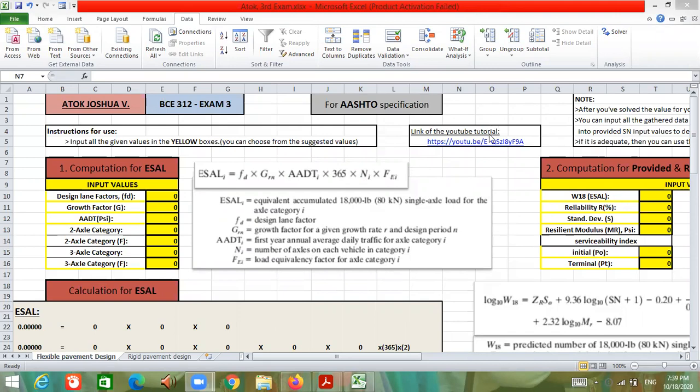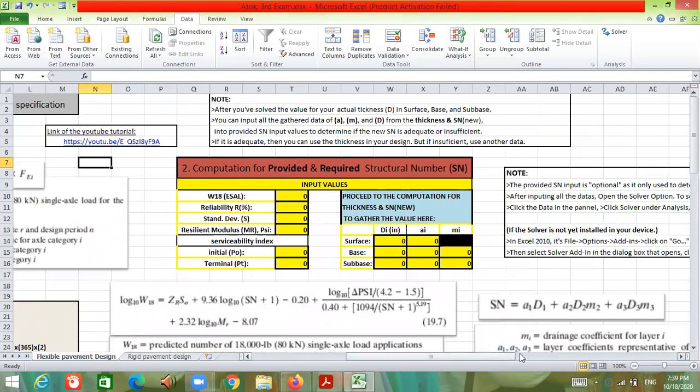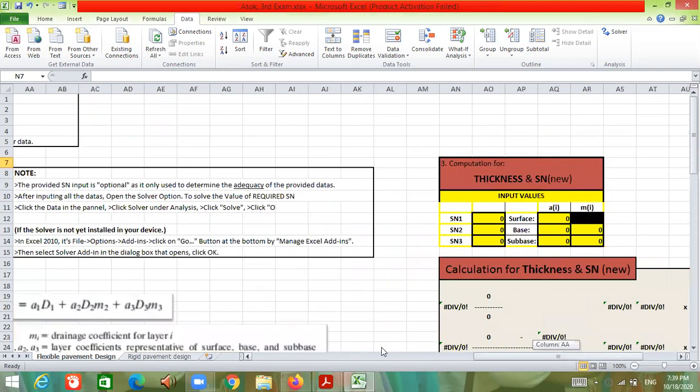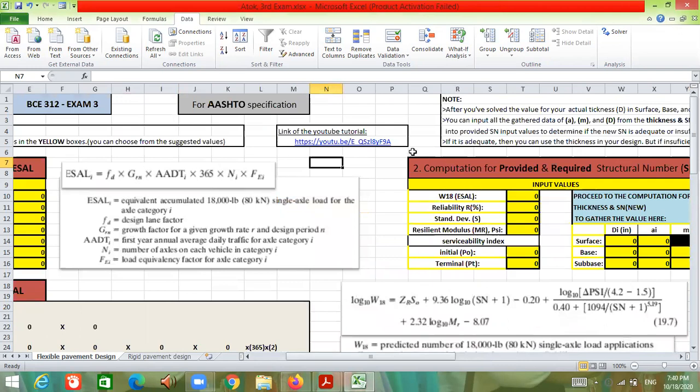And for today's lesson, we are going to talk about my very own Excel program for flexible and rigid pavement for AASHTO specification. By the way, the main objective for this design is to determine the flexible structural number, that is, if it is adequate enough or insufficiently poor to carry the projected design ESAL. And the things that we are going to find in our flexible pavement design are the ESAL, the provided and required structural number, and our thickness. We can find the value for our provided structural number if we can find our thickness.